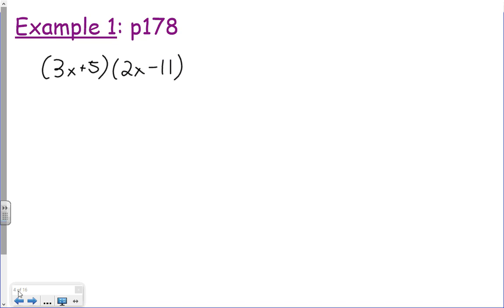So again, the technique that you use here is usually referred to as the foiling technique, although there are a number of different techniques. Some people will draw a lattice and do it that way, or a grid and draw it out that way. I'm going to just simply use the FOIL method here. FOIL stands for the F is for first. So that's what we're going to multiply together, the first terms in each one of these. So it's going to be 3x times 2x.